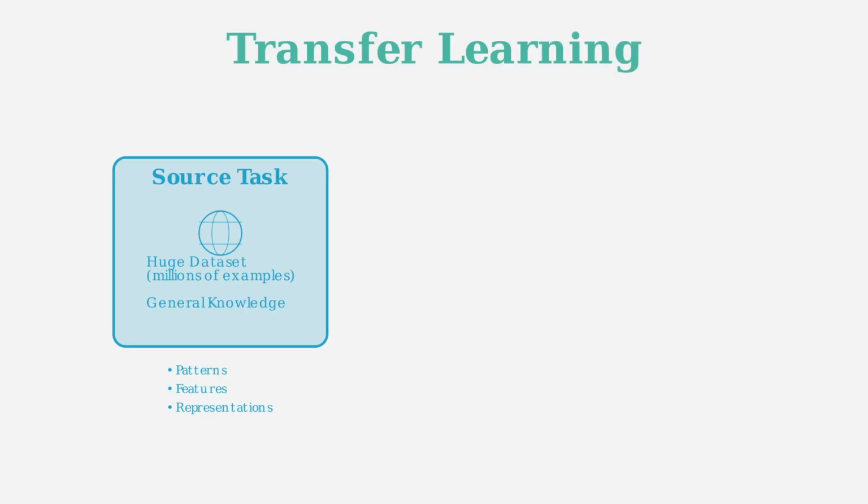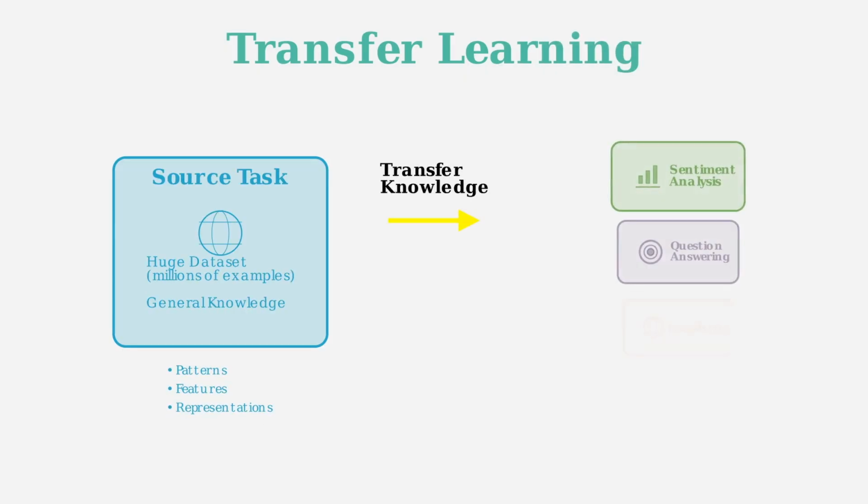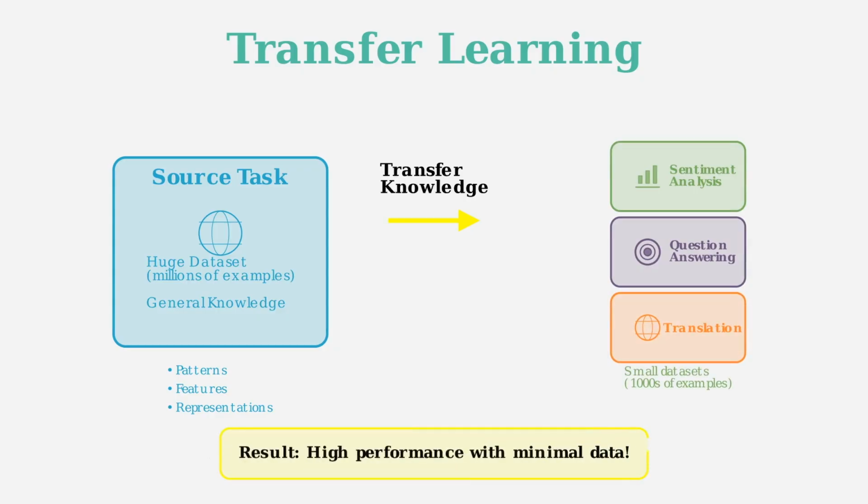Fine-tuning is a form of transfer learning. The idea is simple but powerful. Knowledge learned from one task can transfer to another. A model trained on millions of images learns to detect edges, shapes, and textures. These features are useful for many vision tasks. Similarly, a language model trained on billions of words understands grammar, facts, and reasoning. This knowledge transfers beautifully to specific tasks like sentiment analysis or question answering. Transfer learning is why modern AI is so effective and accessible.